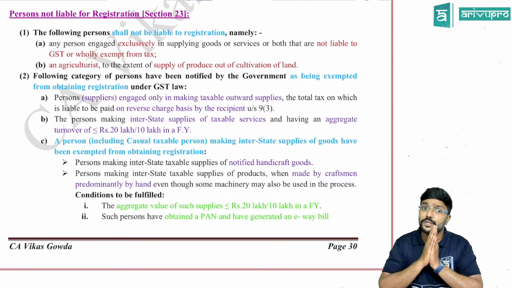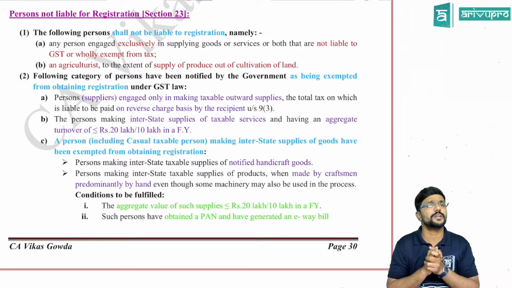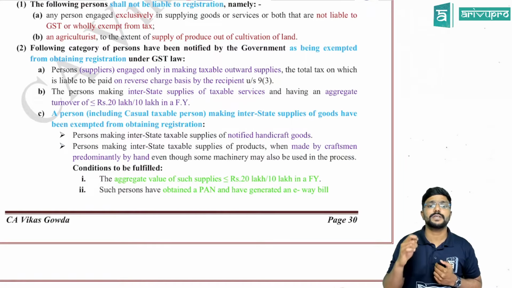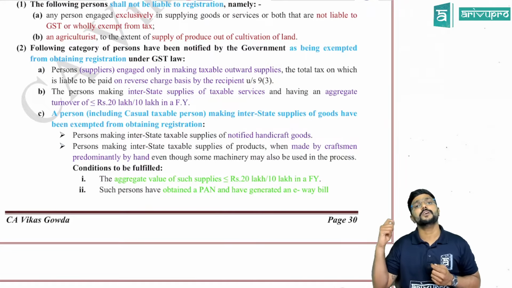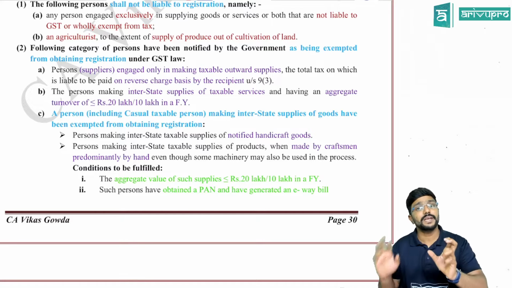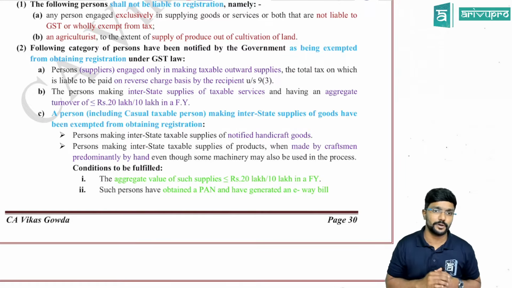So if I am the exclusive supplier of only that, then I need not get registered under GST irrespective of my turnover. Or if I am an agriculturist or farmer, to the extent of supply of produce out of cultivation of land, in that case also irrespective of my turnover, I need not get registered. If I am supplying anything else other than the cultivation out of land, then I have to get registered based on my aggregate turnover, guys.